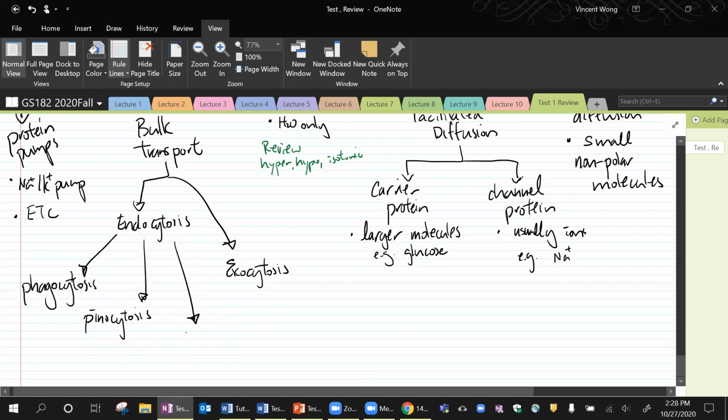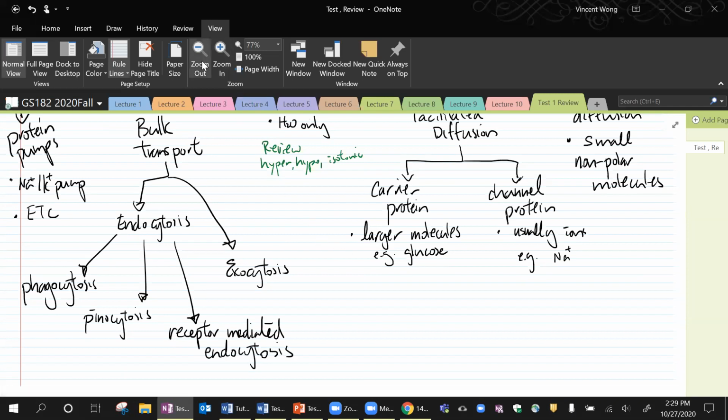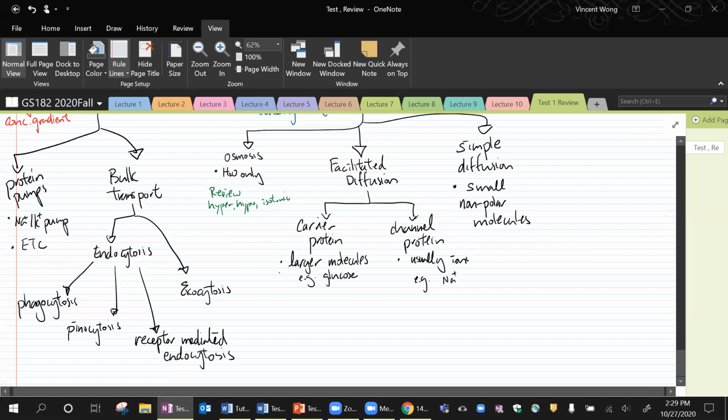The endocytosis also has a third type, which is the highly specific one. This one is called receptor mediated endocytosis. So those are the different types of transport.